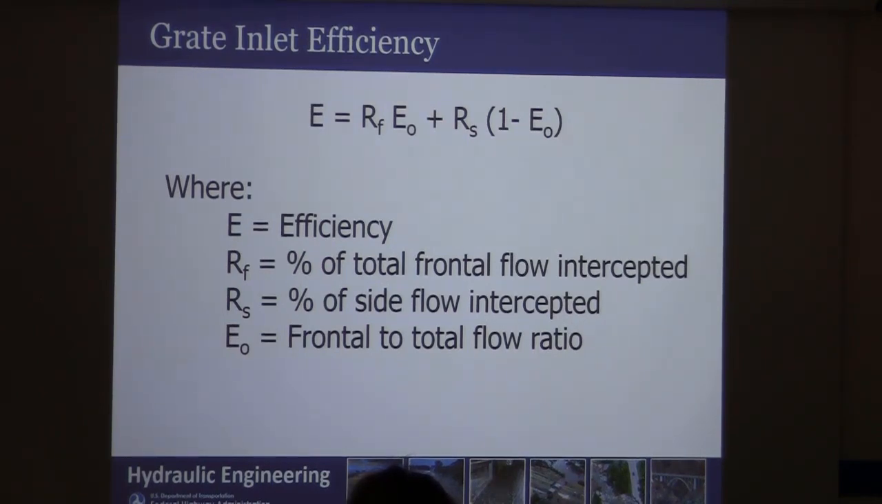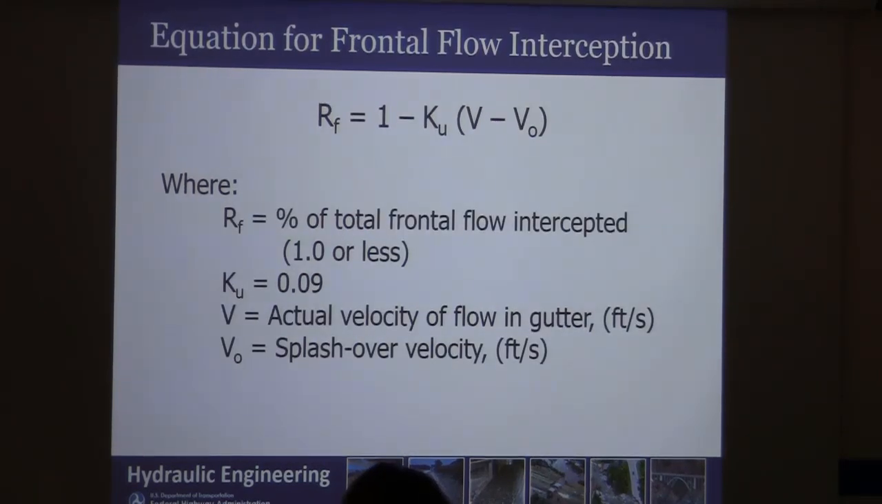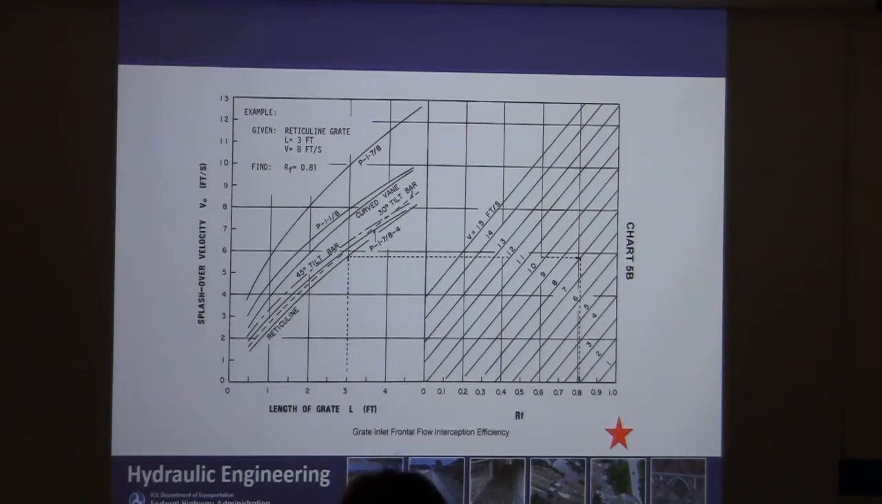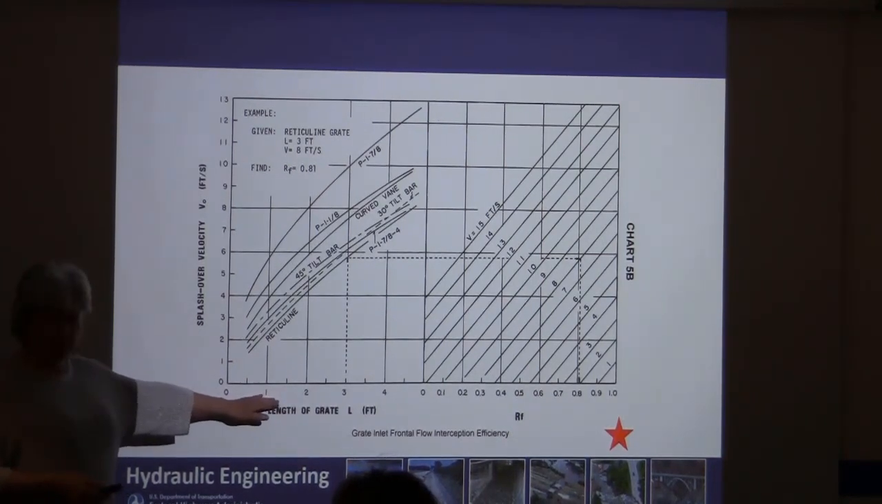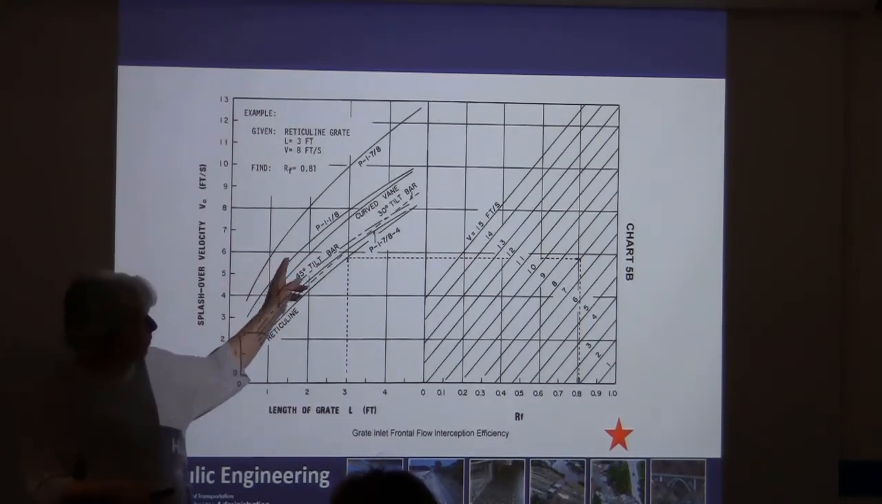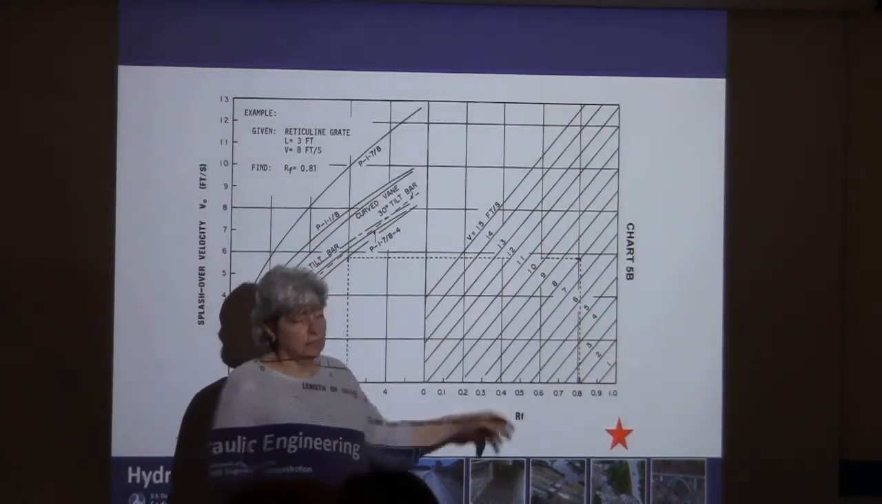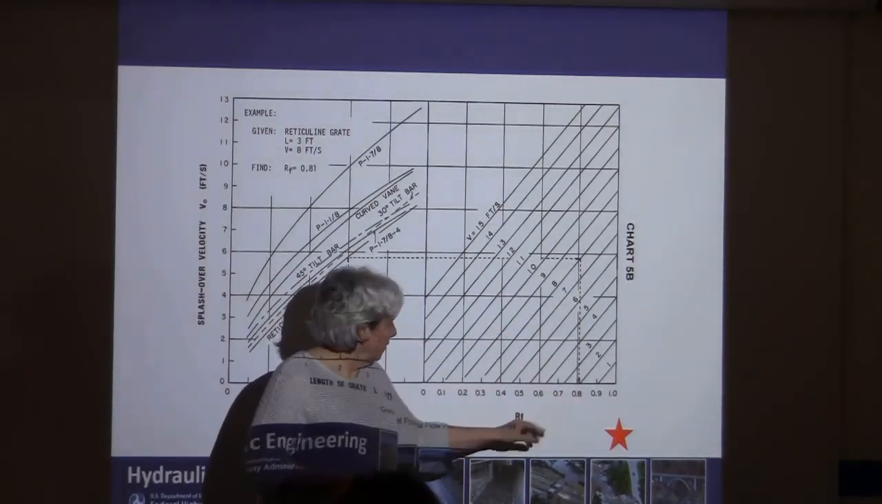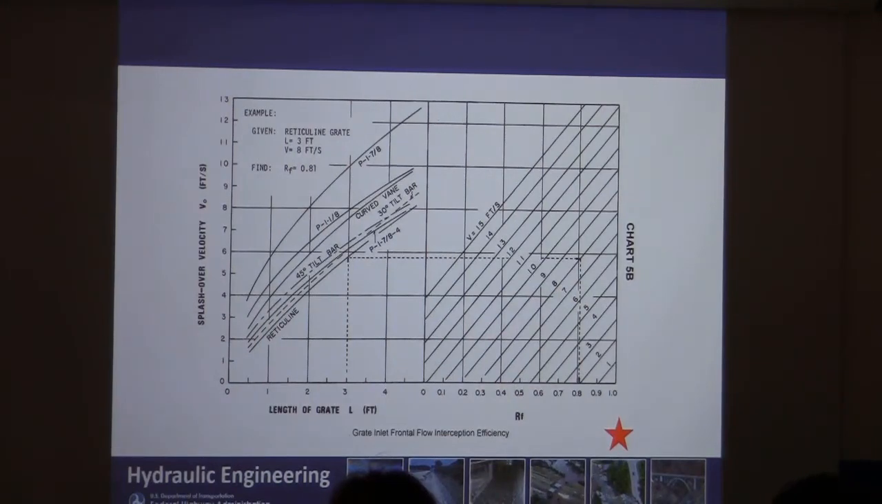Okay. So you're thinking, well, how do I find R_f and R_s? Here's how you do it. The only problem is we don't know V sub 0, the splashover velocity, and you have one equation, 2 unknowns. What are you going to do? So we can go to this chart. In this chart, you start with the length of your grate. You go up to what kind of grate you have, and then you can find your splashover velocity, but more importantly, you can come over to the velocity in the gutter, and then come on down and find out what your R_f is.